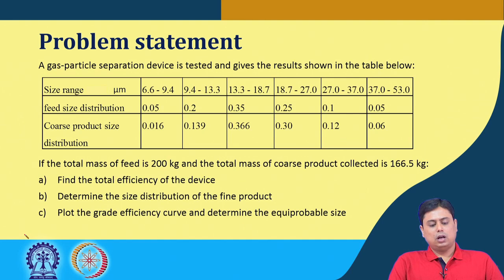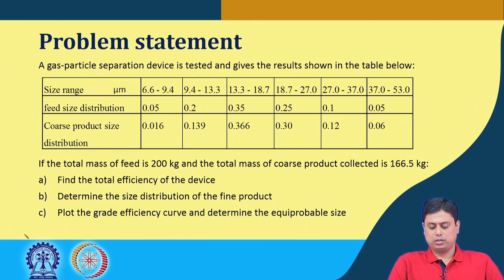So, how to proceed on this? We have a size range, we have the feed size distribution, we have the coarse product size distribution. The total mass of the feed is given, and the total mass of coarse product is also given. So, we have to find out the total efficiency of the device.